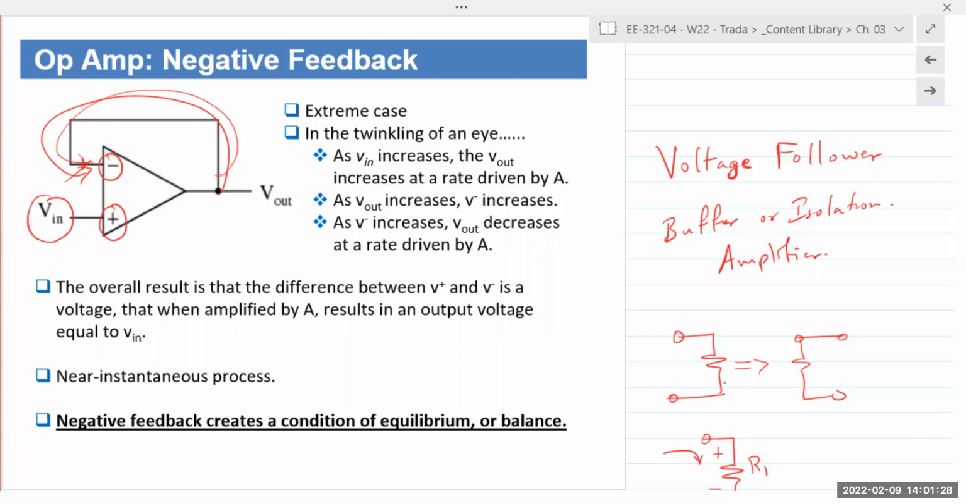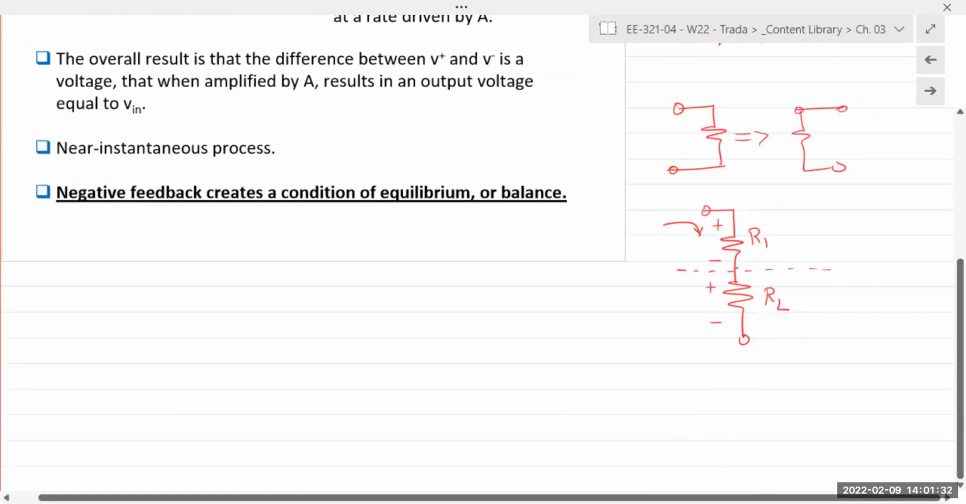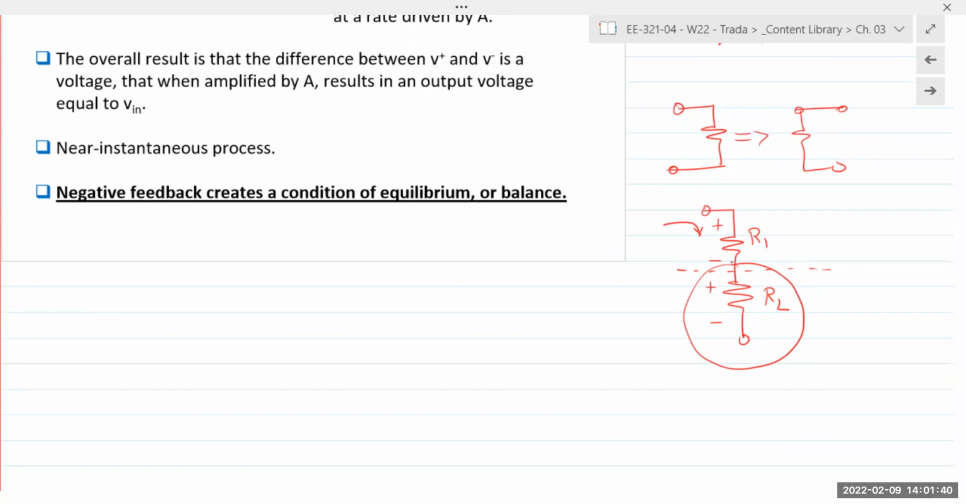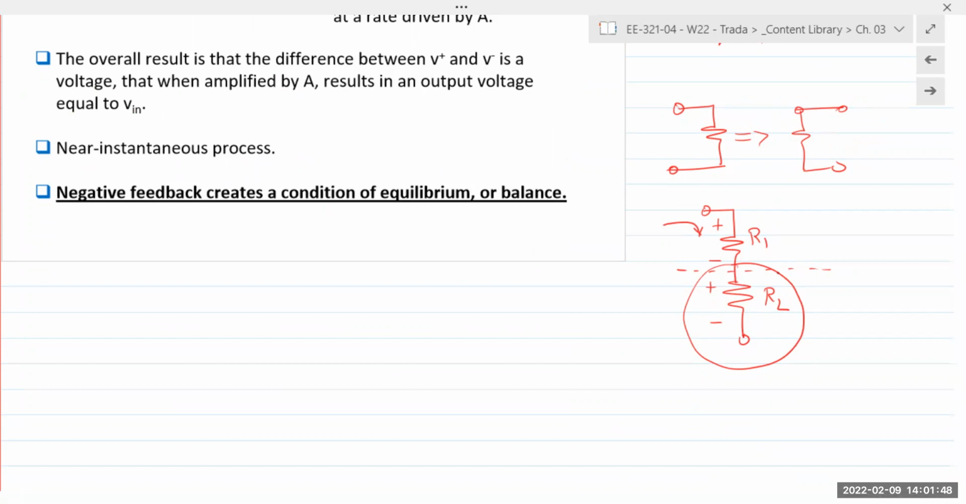Okay, so we isolate RL from its previous circuitry by inserting this isolation buffer in there. So the output of R1 is given to the isolation buffer, and the output of the isolation voltage follower is given to RL.